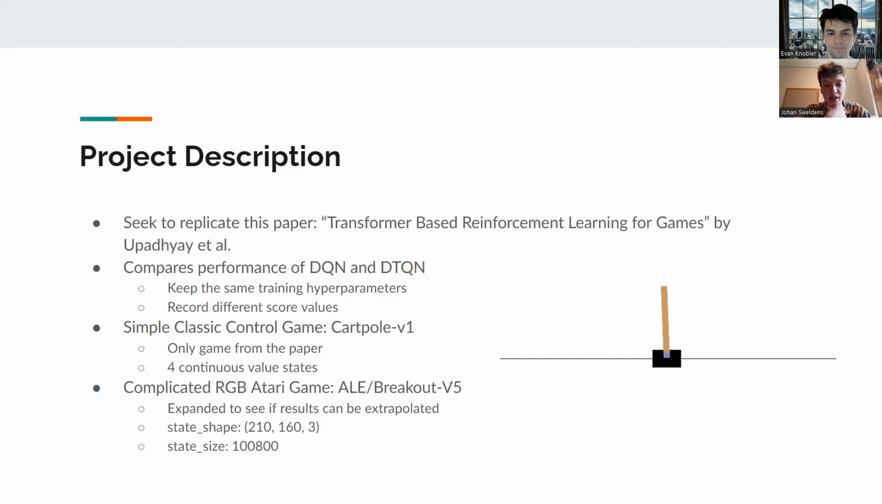The Atari environment from OpenAI provides a selection of games. So we're going to be examining this Breakout game. We can see if these results that were demonstrated with the performances of the DQN and DTQN can be extrapolated to a much more complicated game. The Atari game has a state shape of 210, 163, and 3, being for the three channels of red, green, blue for the images that can actually get fed into the model, and the entire state size of over 100,000 states for that model.